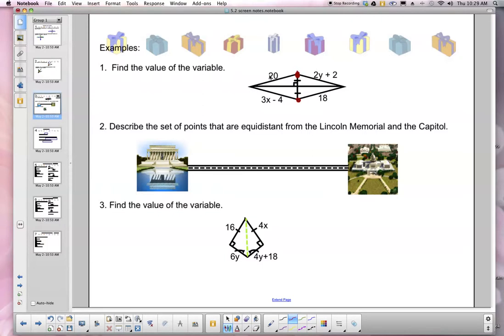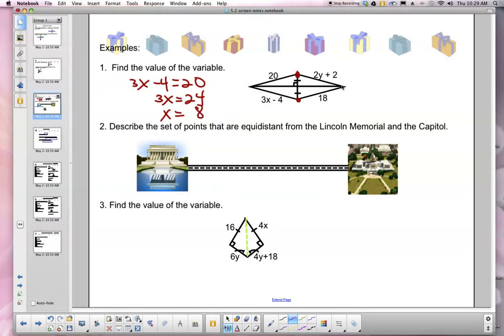So that means that the distance here, which is 20, would have to be the same as the distance here, which is 3x minus 4. So if we set those two things equal to each other, then we can solve for x. If we added 4 and got 3x equals 24, and then divided by 3, we would know that x has to be equal to 8.